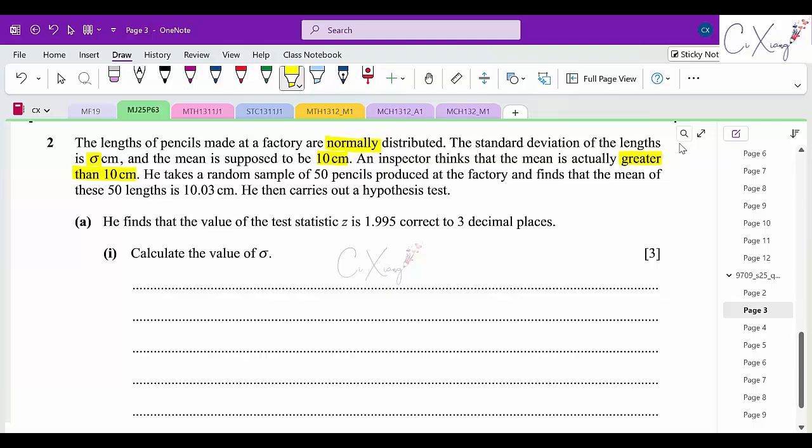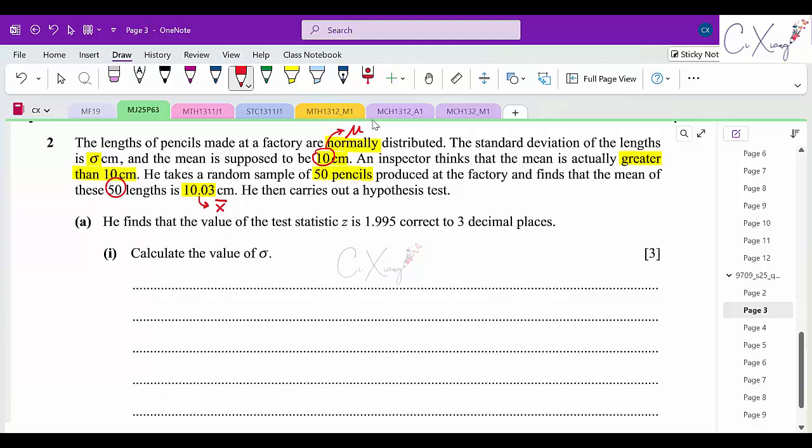He takes a random sample of 50 pencils produced at the factory and finds that the mean of the 50 lengths is 10.03. This 10.03 is referring to the 50 pencils, right? Therefore, this 10.03 is the sample mean. And you should know that the 10 here refers to the mean of the pencils produced by the factory, which is a very large number. I mean, there are a lot of pencils. Therefore, the 10 belongs to the population mean.